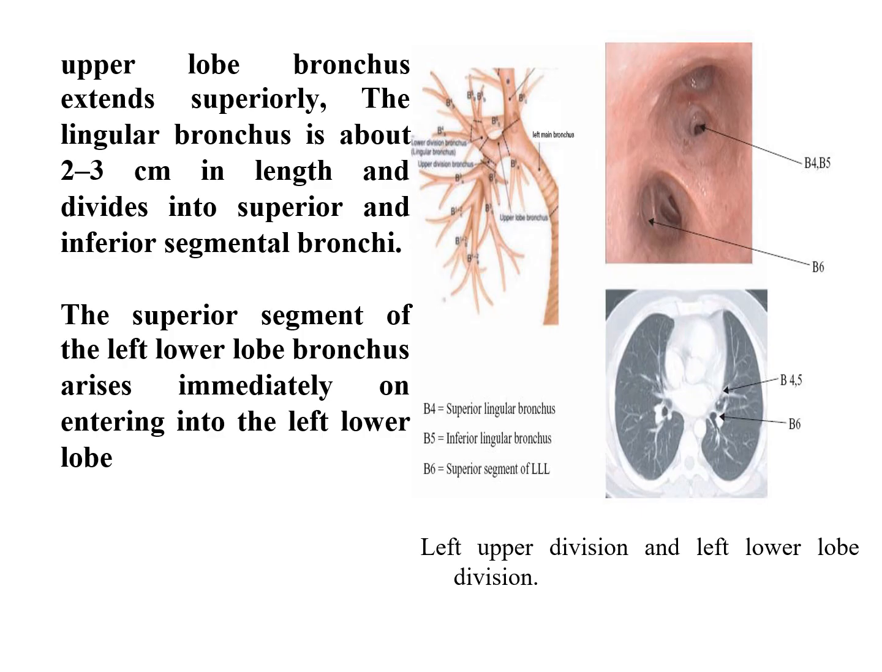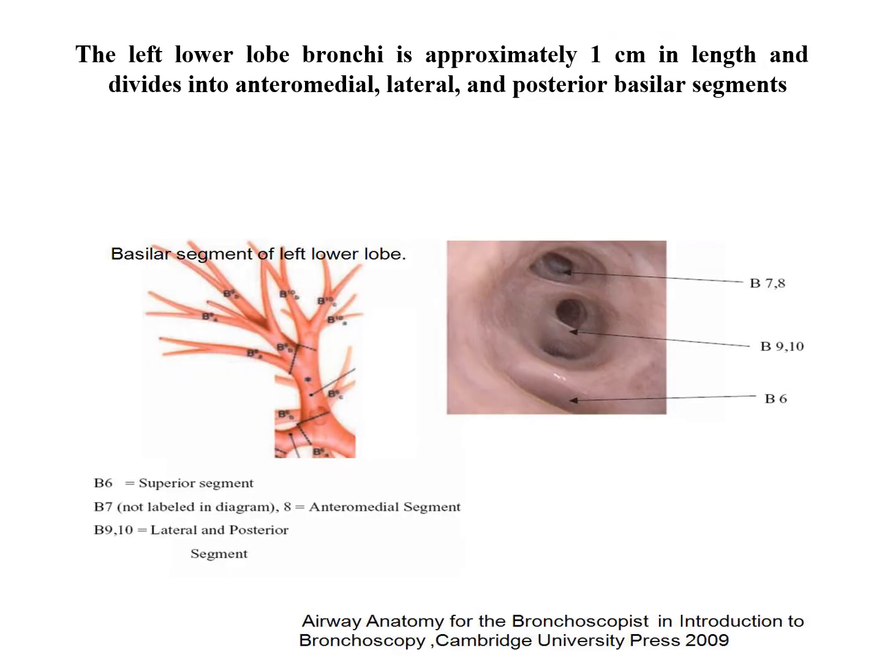Upper lobe bronchus. Extending superiorly, the lingular bronchus is about 2 to 3 centimeters in length and divides into superior and inferior segmental bronchi. The superior segment of the left lower lobe bronchus arises immediately on entering into the left lower lobe. The left lower lobe bronchus is approximately 1 centimeter in length and divides into anteromedial, lateral, and posterior basilar segments.